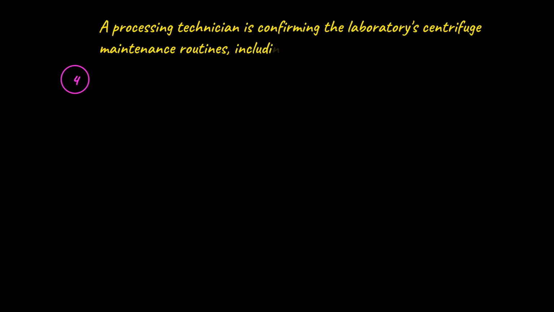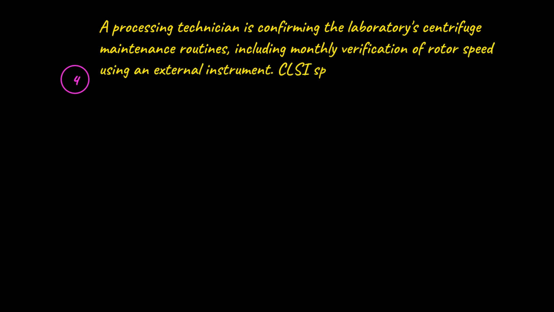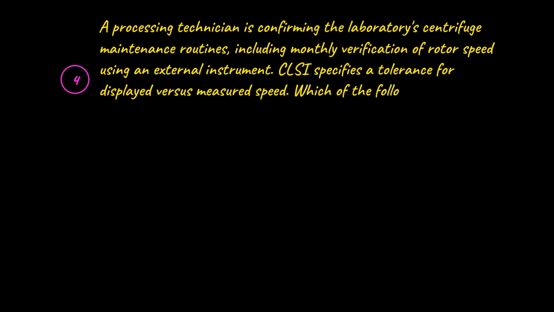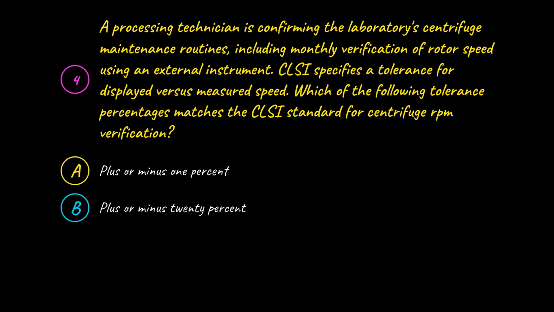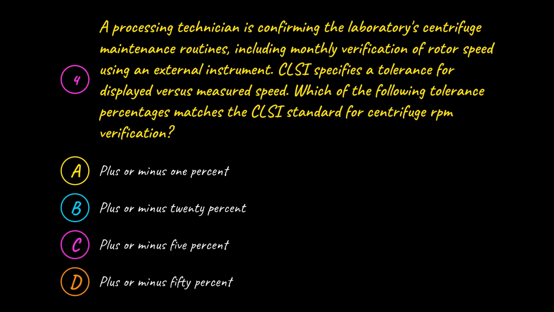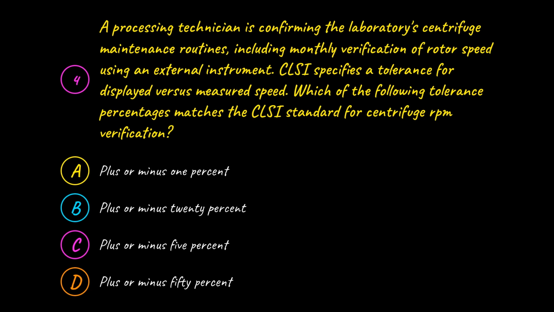Question 4. A processing technician is confirming the laboratory's centrifuge maintenance routines, including monthly verification of rotor speed using an external instrument. CLSI specifies a tolerance for displayed versus measured speed. Which of the following tolerance percentages matches the CLSI standard for centrifuge RPM verification? Your options are A, plus or minus 1%, B, plus or minus 20%, C, plus or minus 5%, D, plus or minus 50%. What's your answer?